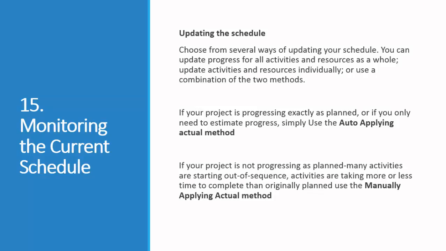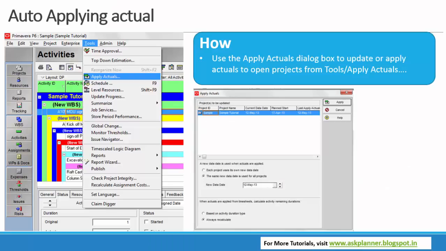Let's see how to do the monitoring part. Monitoring is nothing but actual tracking of the project progress in terms of schedule and cost. So once we are done with baselining and the project has been kick-started, at some point of time we need to track the progress and we need to update the schedule to see the impact of the delays and the work ahead.